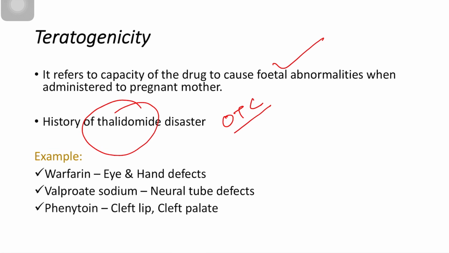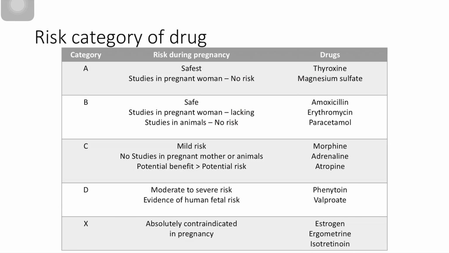There are many examples of it. Warfarin, an anticoagulant medicine we use, if you give this medicine to pregnant females, can lead to eye and hand defects in babies. Valproate sodium, which is being used as an anti-epileptic medicine, can produce neural tube defects in developing babies. And phenytoin, again an anti-epileptic medicine, develops cleft lip and cleft palate in the developing fetus.